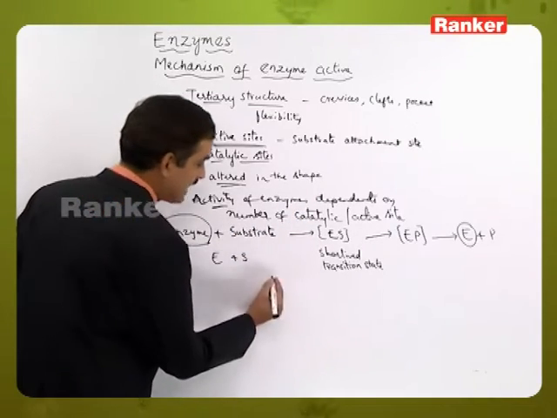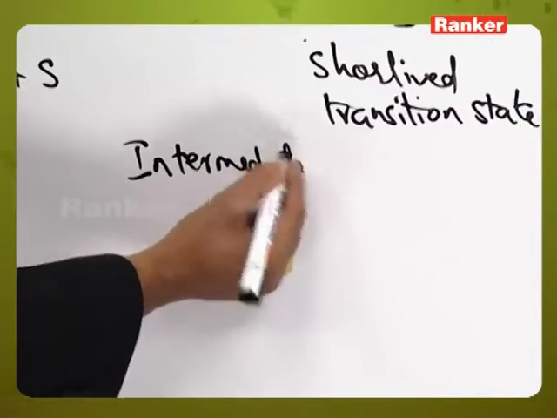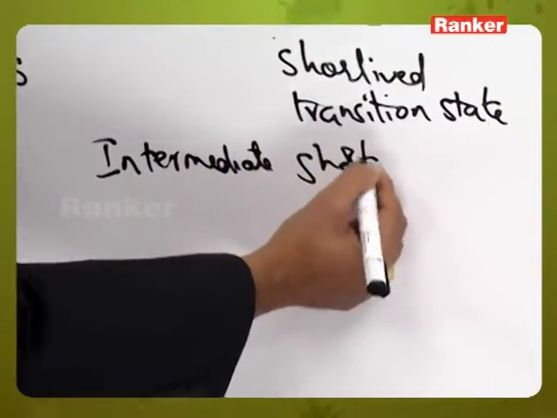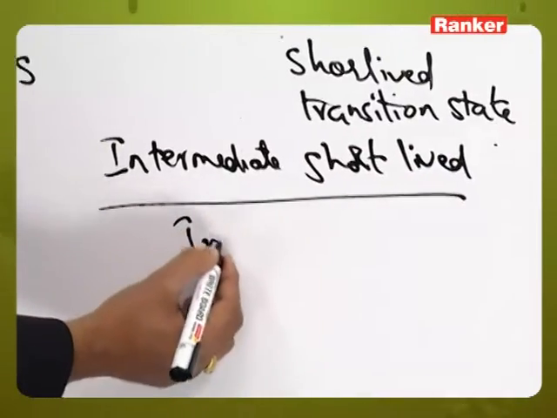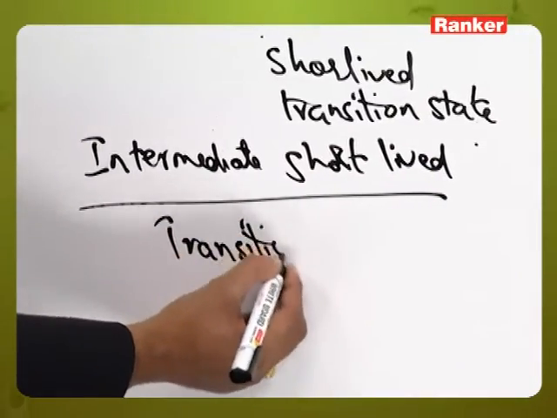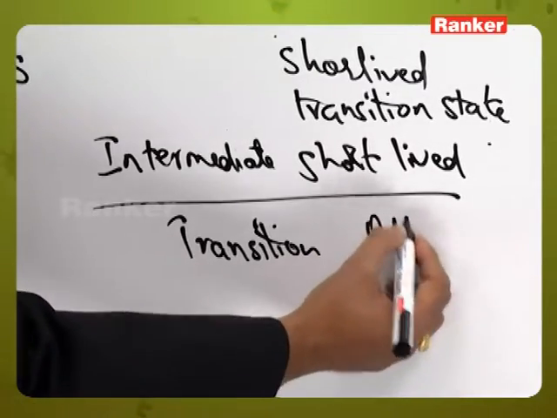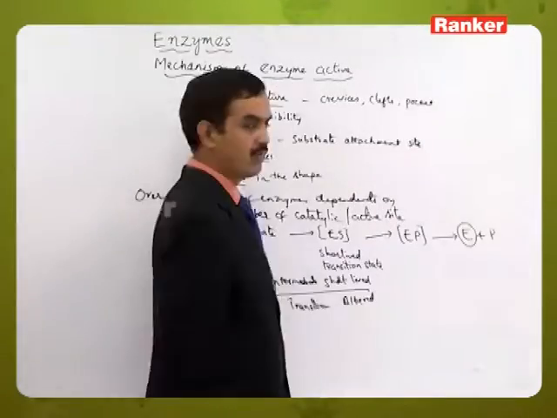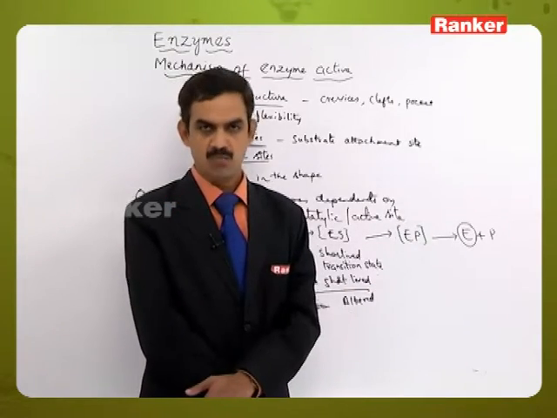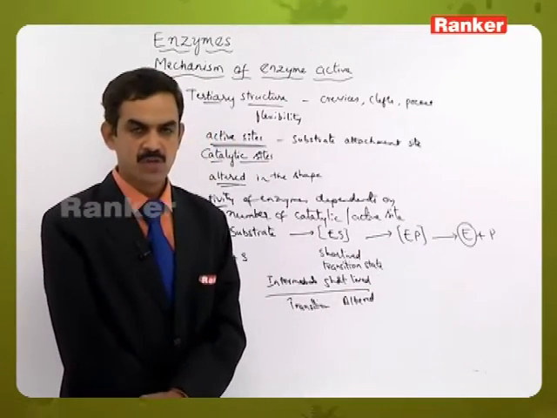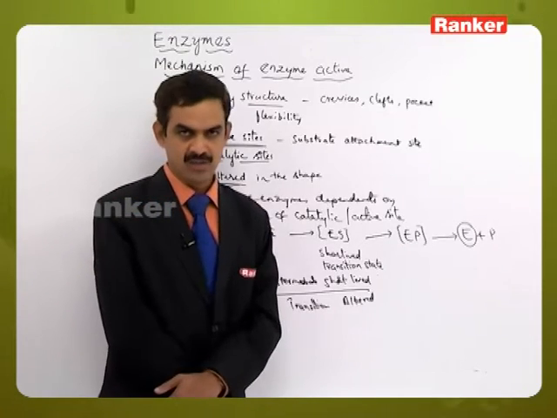Likewise, the intermediate short-lived structures are formed. These are called transition structures, or we can call them altered structures, which are short-lived and are converted into the product molecule. So these are the changes which take place during the mechanism of enzyme action.